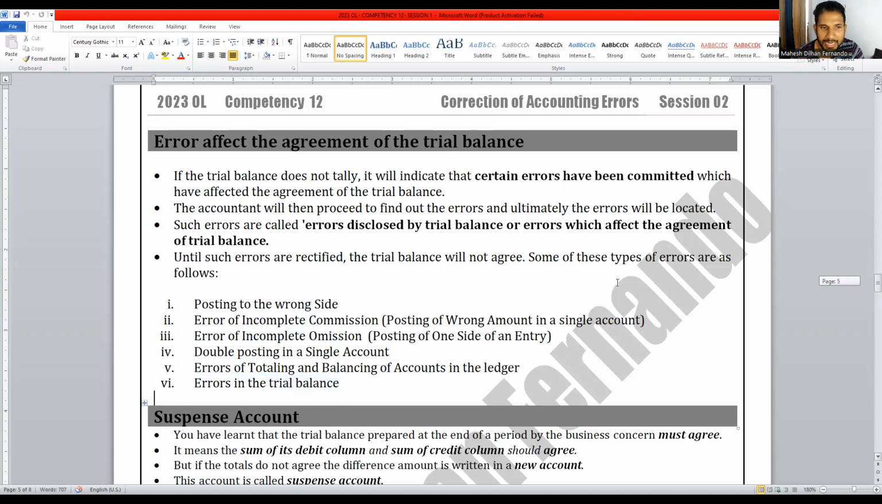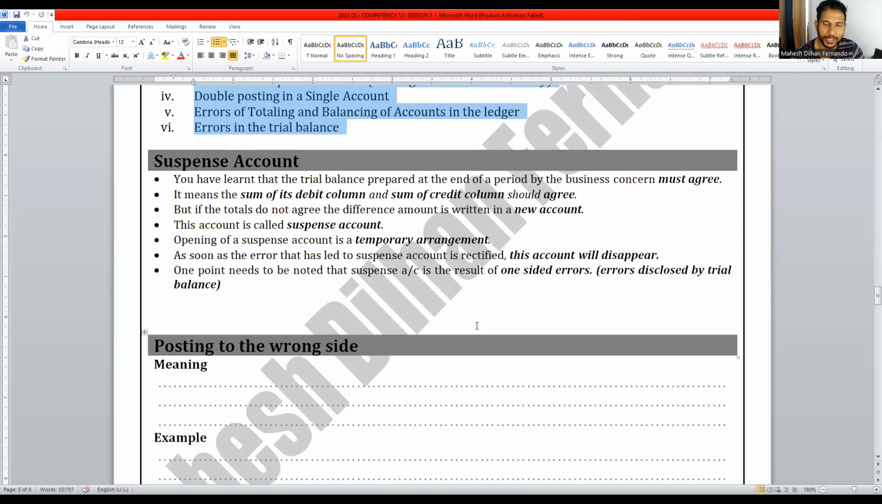Our next topic is suspense account. I told you previously that the trial balance which has been prepared by the business must always tally, always agree. It means the sum of the debit column and the sum of the credit column should agree. I told you this because every single transaction has a debit and a corresponding credit entry.